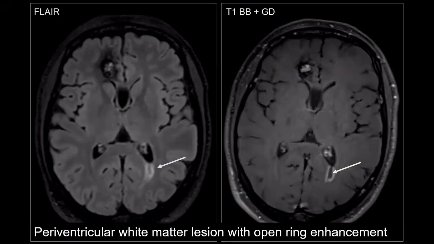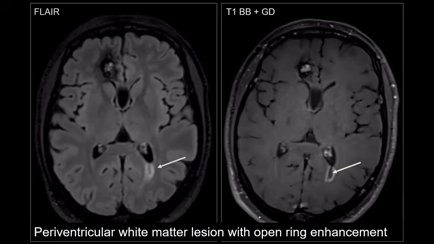So this is a periventricular white matter lesion with open ring enhancement. This is very suggestive for multiple sclerosis. The patient did not have other lesions, so she did not fulfill the criteria yet for dissemination in time and space, but she did so on a follow-up examination.